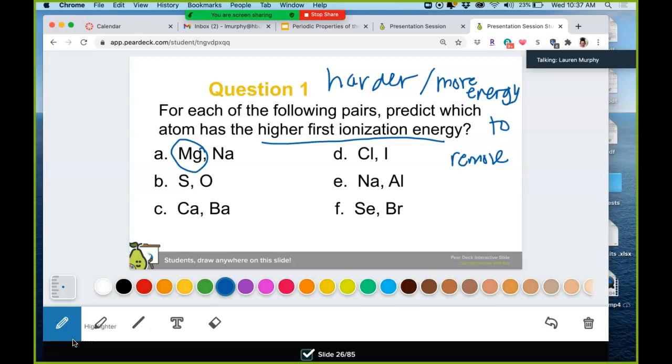Okay, you try the rest. These are the answers we should have gotten. Does anyone have any questions on how to determine who has a higher or lower first ionization energy?